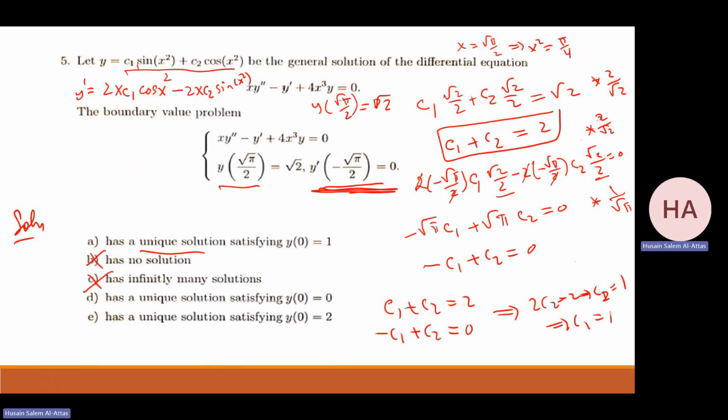So this is impossible. So I have y equal, both are 1, sine x square plus cosine x square. Now I need to check y at 0. So it is y at 0, sine 0, which is 0, and cosine 0, which is 1. So it's 1. So I have this answer. And these are wrong.